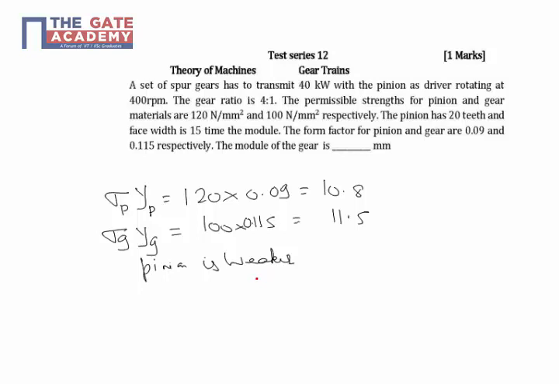Now we have been given some power which has to be transmitted. So I can write that the torque is power divided by pi d n by 60. Power by velocity gives you torque, and that should be equal to, let me just write out the formula, sigma w m y Cv pi. So here sigma is the allowable strength, w is the face width, m is the module, y is the form factor, Cv is the velocity factor, and pi is the standard value.